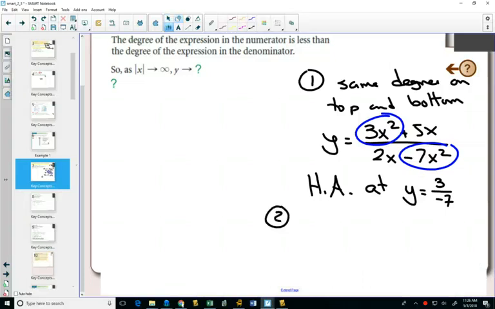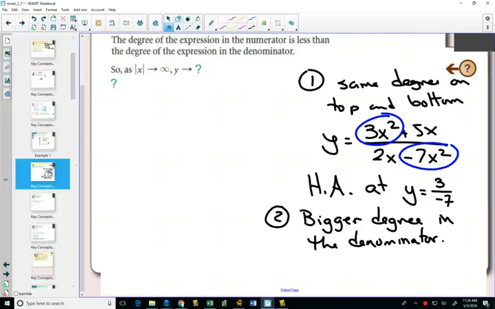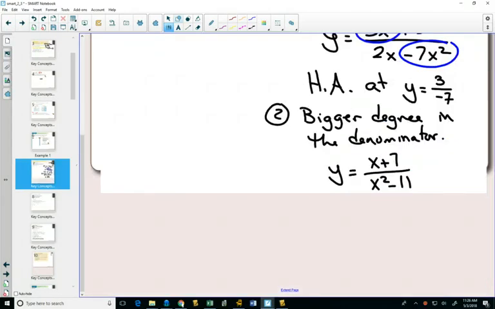Situation number 2 is when you have a bigger degree on the bottom, a bigger degree in the denominator. Our example could be something like y equals x plus 7 over x squared minus 11. A bigger degree on the bottom will always result in a horizontal asymptote, and it will always be at y equals 0.